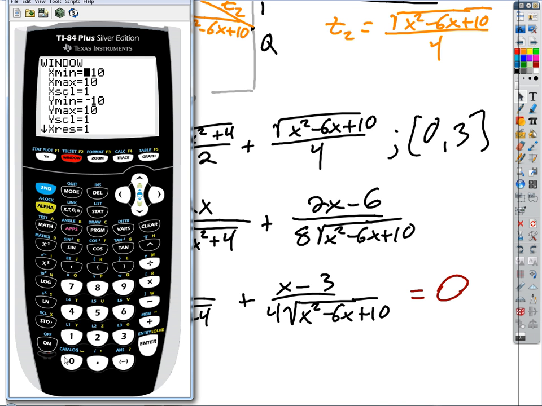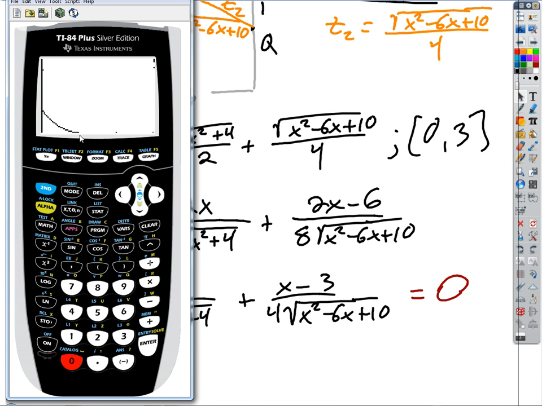Now watch, if I set up my window, go up to window and choose x min to be 0 and x max to be 3, because that's my domain, right? If I just go zoom fit and let the calculator fit the y values, so zoom 0. Nice. Okay, what number do you suppose that is right there? 1 probably. On your calculator, we can see that there's only one relative minimum there, right?